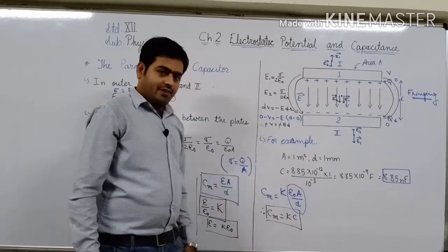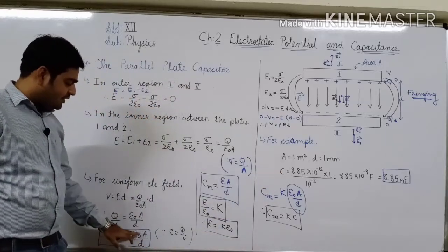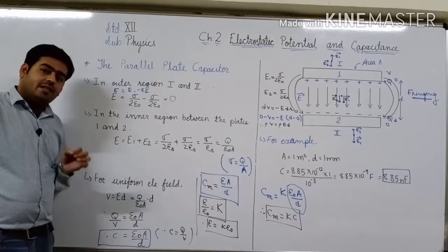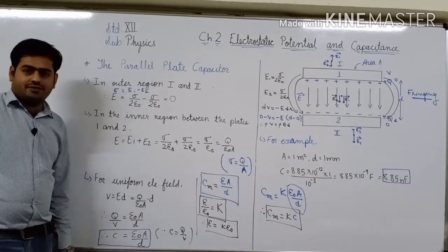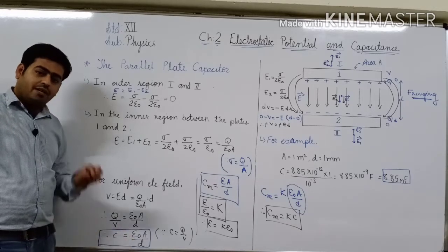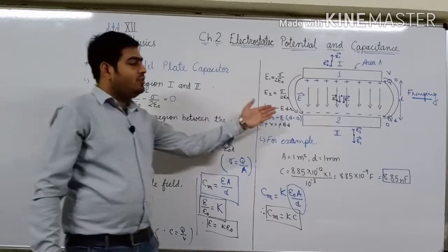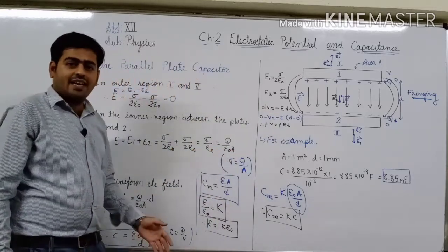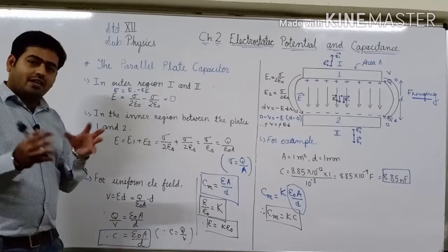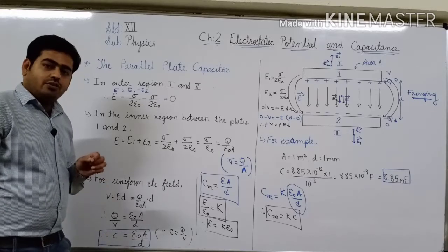The value of capacitance we have to find. When no medium is given, we can easily use this formula: capacitance C is equal to epsilon naught A by D. From this formula it is clear that the value of capacitance depends only on geometrical parameters. It does not depend on Q and V. Here you can see epsilon naught is the permittivity of vacuum, A is the area, the size, and D is the separation. As I told you, the value of capacitance depends on size, shape and separation. It depends on geometrical configuration.